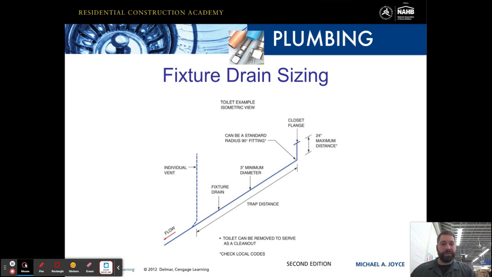So here we have another fixture drain sizing. This is a toilet example. It's an isometric view. So here, this is the closet flange. This is where our toilet is going to connect to the floor. The maximum distance that we can have is 2 feet. And this can be a standard 90-degree fitting, right? We're not going to have enough room in a floor in order to put the long sweep. This needs to be a minimum 3-inch diameter, and this is your fixture drain. Here we have the trap distance between the two, and we're going to have our vent down here, and flow is going out that way. And here you can see in this example that the toilet can be removed to serve as a clean out as well.